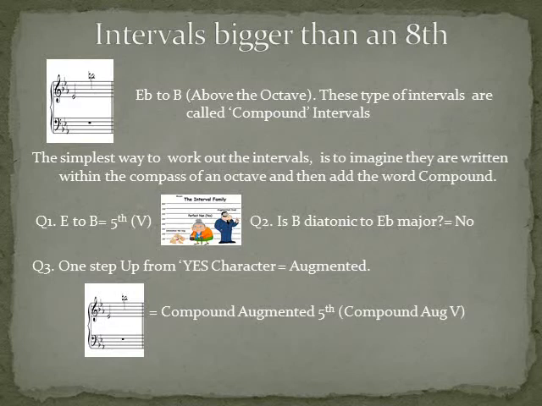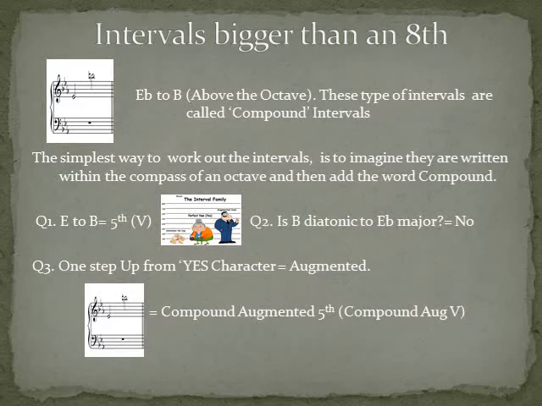Question 2, is B diatonic to E flat major? In other words, is B natural in the scale of E flat major? The answer is no. What has happened to the diatonic note? Well, it should have been B flat, so it's actually stepped up 1 to B natural. So therefore, 1 up from the yes character, augmented. All we do now is we've established that E flat to B natural is an augmented fifth. Because it's outside the compass of an octave, we call it compound. So we insert the word compound. Therefore, in this example, this is a compound augmented fifth.